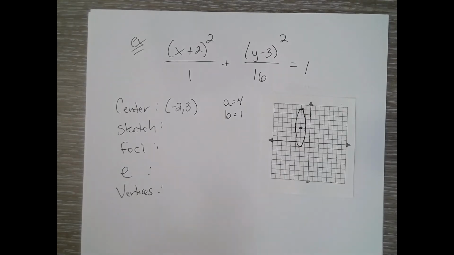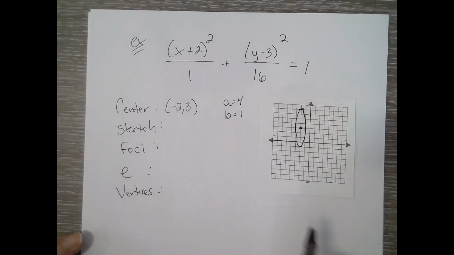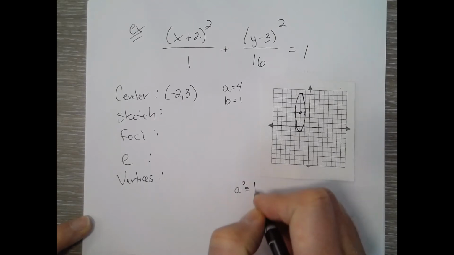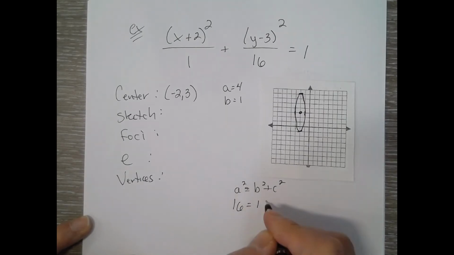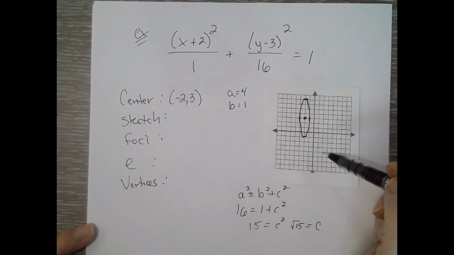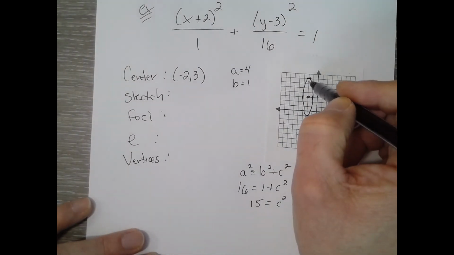Foci, so I need to find out what C is. We know for all ellipses, a squared equals b squared plus c squared. So a squared is 16 equals 1 plus c squared. So c squared equals 15. So c is the square root of 15. It's like 3.87. So if I wanted the exact, it's somewhere like right up here and somewhere down here.